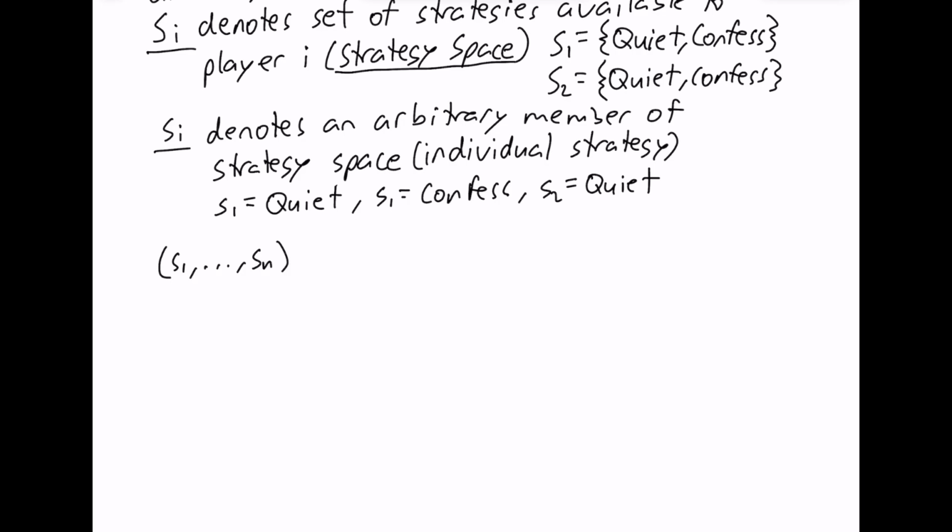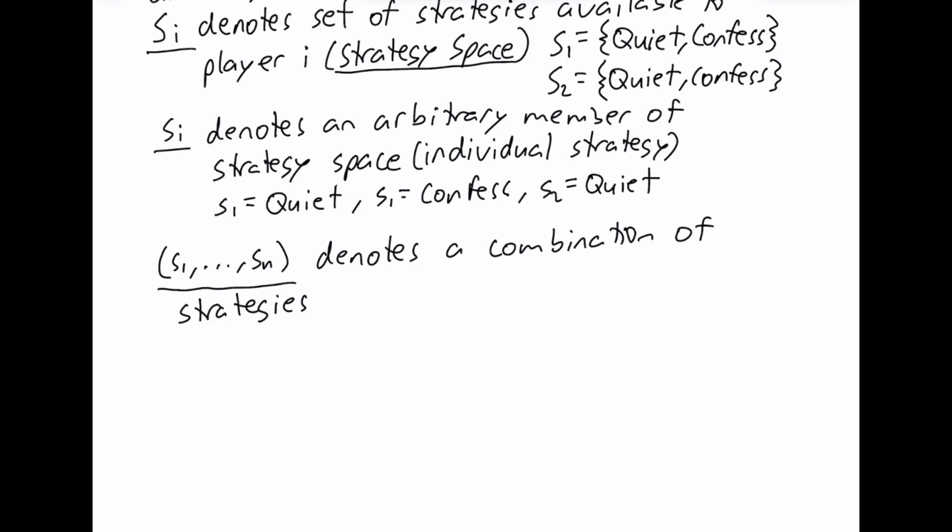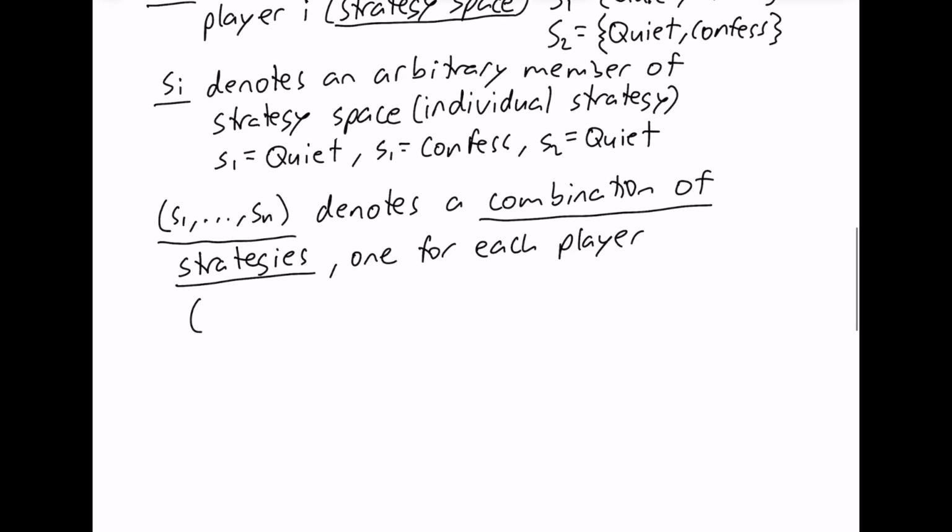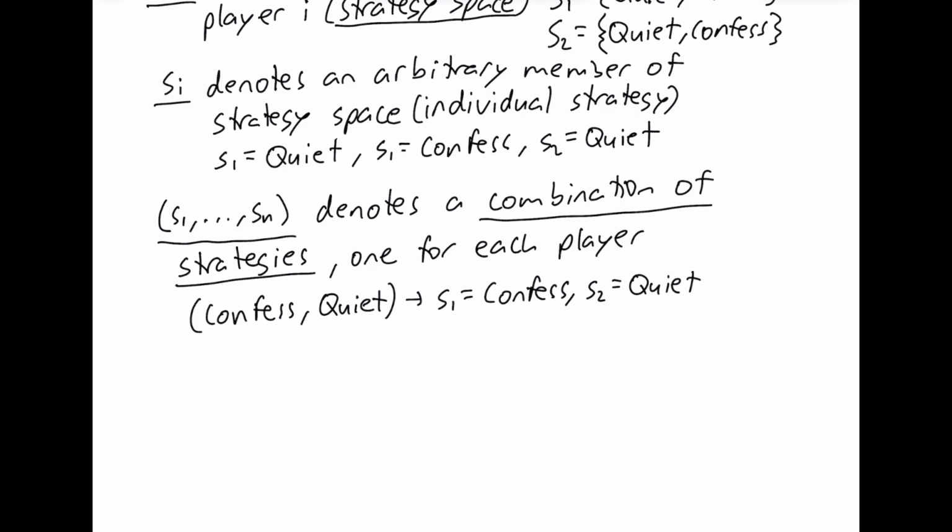S1 to Sn denotes a combination of strategies, one for each player. So again, in our example of the prisoner's dilemma, if I wrote (confess, quiet), this would indicate that s1 is equal to confess, which means player 1 chose confess, and s2 is equal to quiet, which indicates that player 2 chose quiet. So this is a combination of strategies.